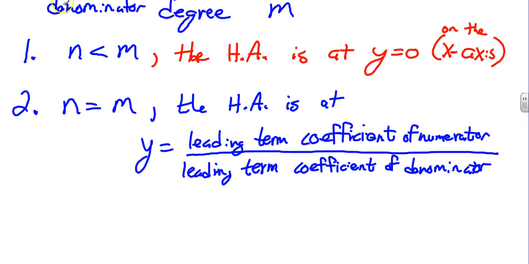Okay, and the third option, which they kind of throw out to you and then they leave it. There's actually one other thing that they do if the numerator degree is greater than the denominator.